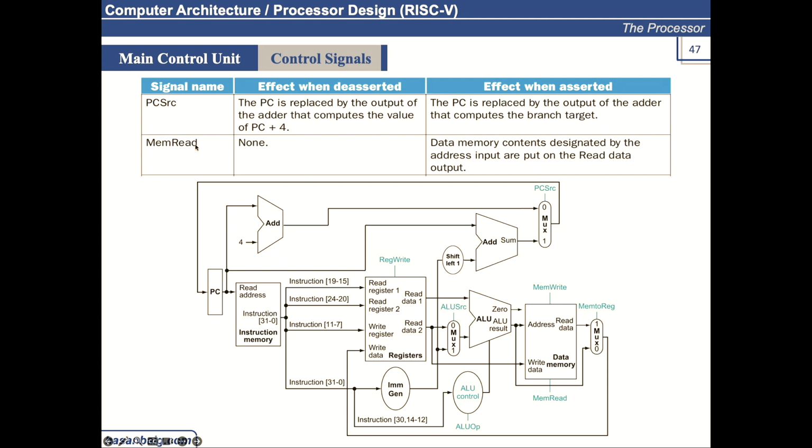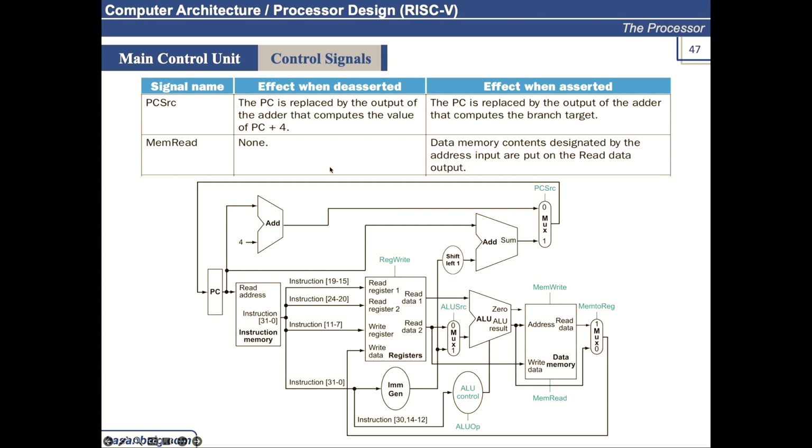Similarly, PC source and mem read. PC source: what is the source of the next program counter? It is either the next instruction, which is in the sequence, or the branch instruction. The branch decision will be made somewhere in between here, and this PC source signal will help us decide whether to execute the next instruction in sequence or the instruction given by the branch instruction.